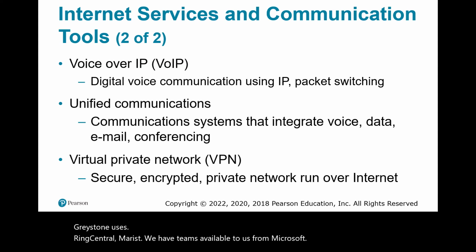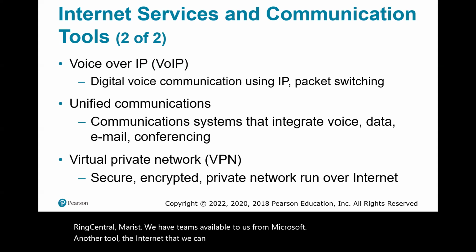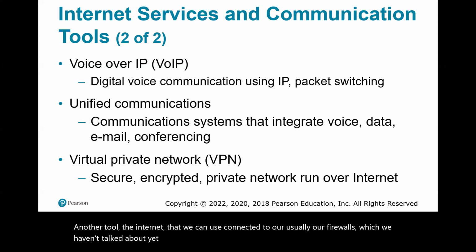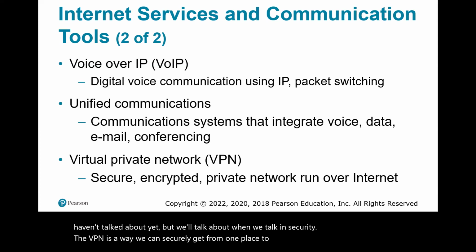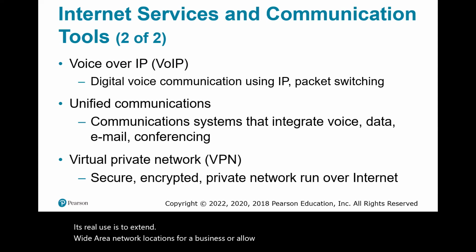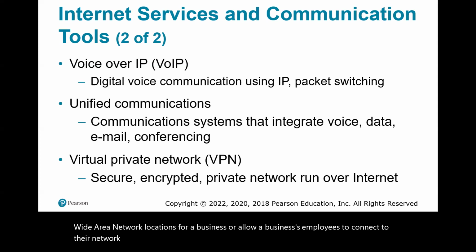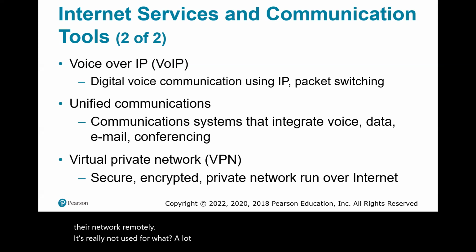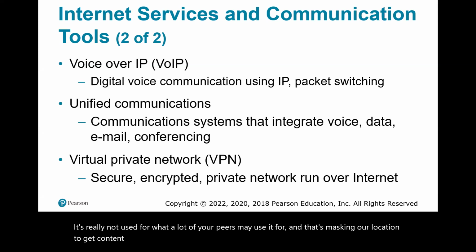Another tool of the internet that we can use, connected to usually our firewalls, which we haven't talked about yet, but we'll talk about when we talk about security, is a VPN. A VPN is a way we can securely get from one place to another. Its real use is to extend wide area network locations for a business or allow a business's employees to connect to their network remotely. It's really not used for what a lot of your peers may use it for, and that's masking our location to get content that we may not be supposed to get.